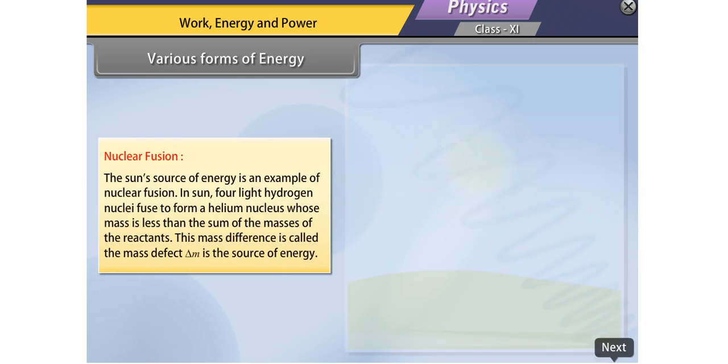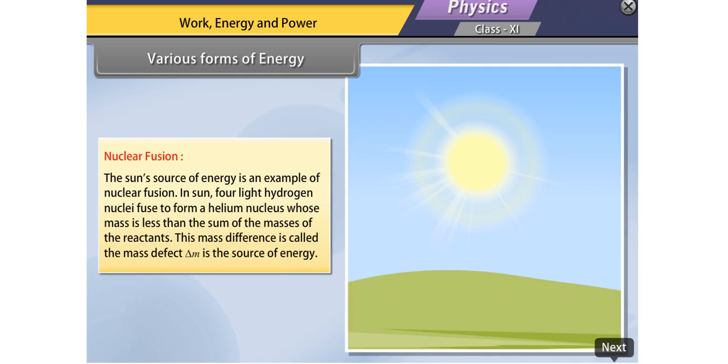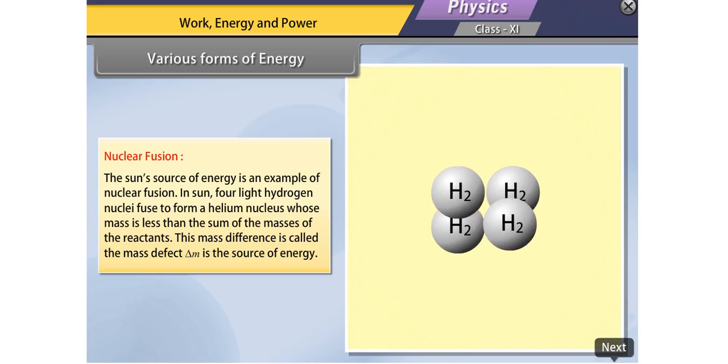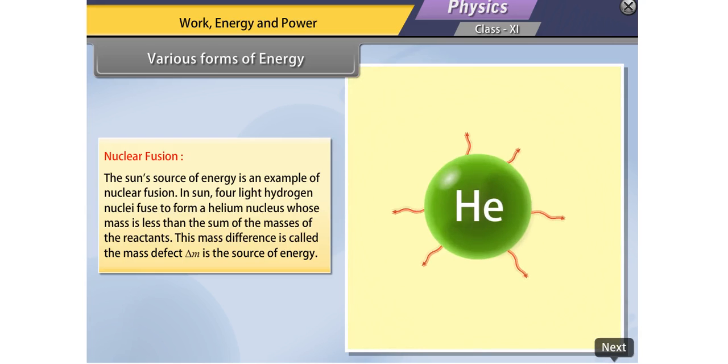Nuclear fusion. The sun's source of energy is an example of nuclear fusion. In the sun, four light hydrogen nuclei fuse to form a helium nucleus whose mass is less than the sum of the masses of the reactants. This mass difference is called the mass defect. Delta M is the source of energy.